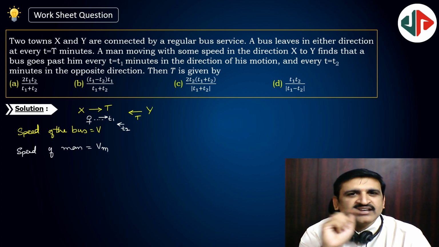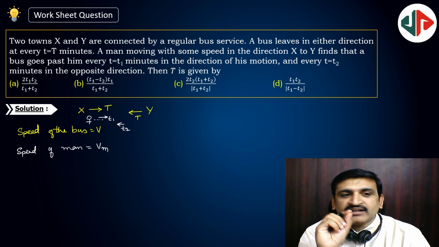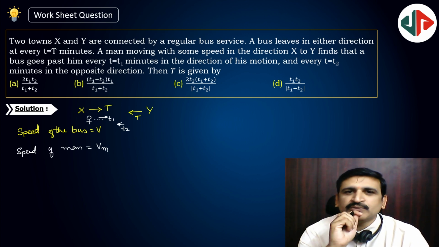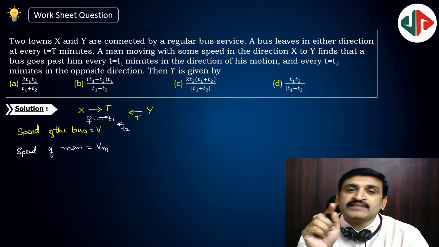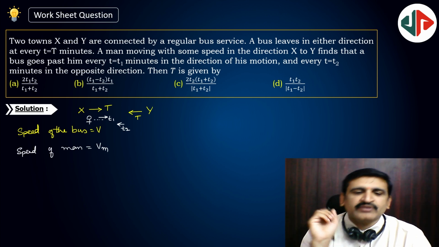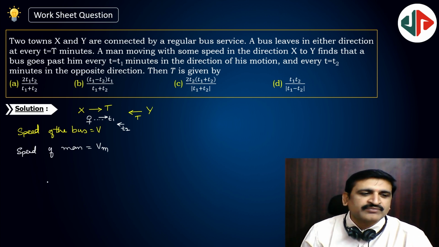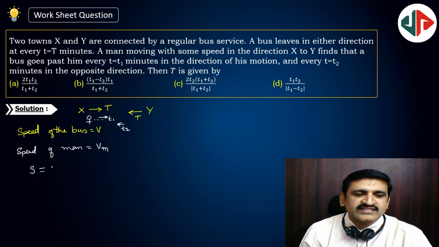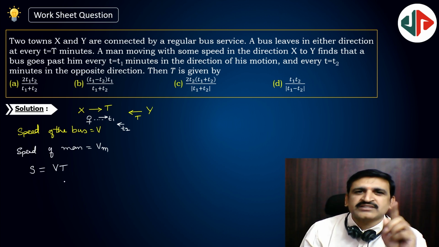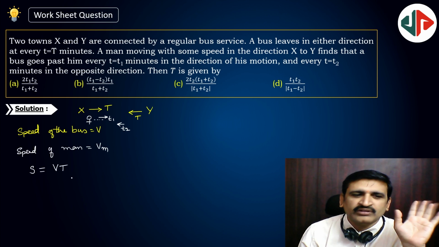That means in the interval of capital T, the distance the bus moves must be equal to the distance covered by the man with his relative velocity during the time t1 as well as during the time t2. Let me go in a systematic, slow manner. Distance covered by the bus is equal to VT. Very clear, simple, no? By the time the next bus starts, the first bus will be at a distance of VT. Cool? Yeah.